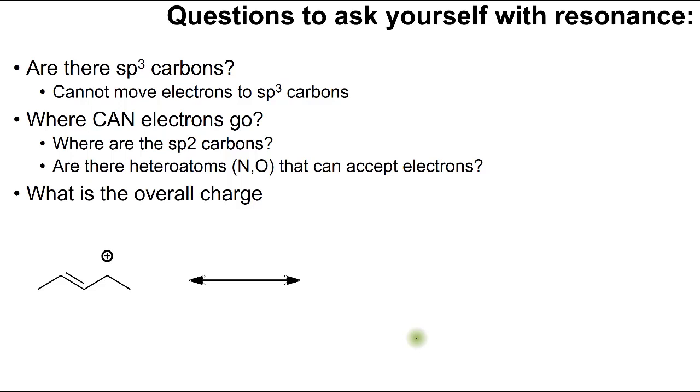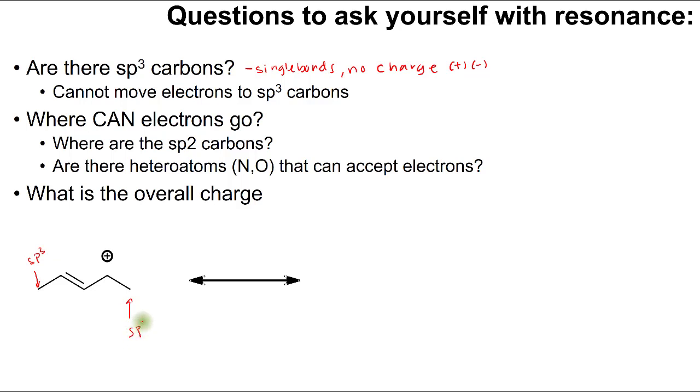The first one that I like to do is to ask if there are sp3 carbons. If you can spot the sp3 carbons, then we know that is where we can't put any electrons. An sp3 carbon will have single bonds and no charges, so it will not be positive or negative. In this structure here, the first carbon is an sp3, as is the last one.